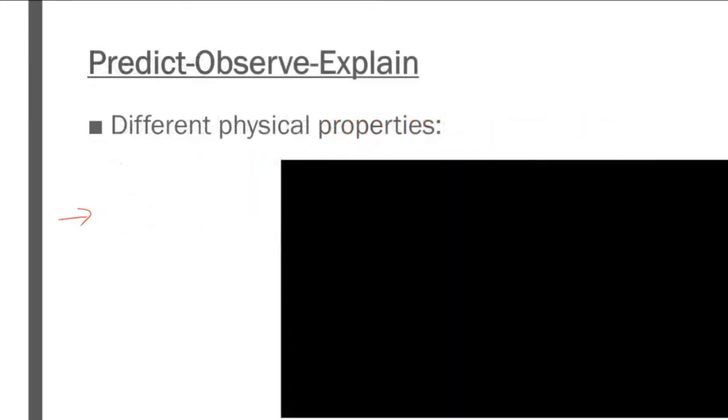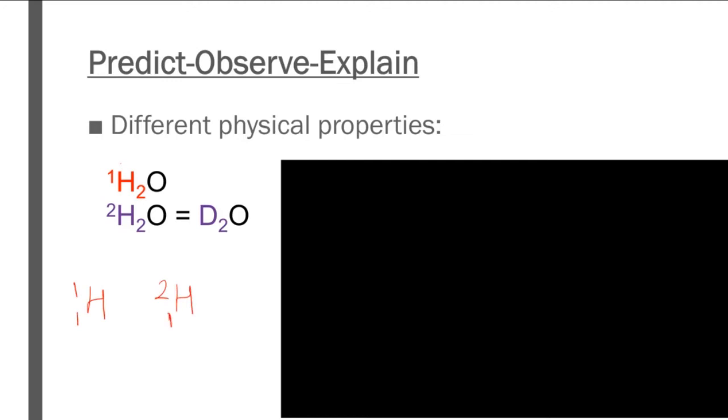Alright, however, your isotopes actually have very different physical properties. Let's take for example 2 different isotopes. Hydrogen, like what I mentioned just now, there can be hydrogen 1 and hydrogen 2, which is known as deuterium. Okay, so based on that, what do you think will be the properties?